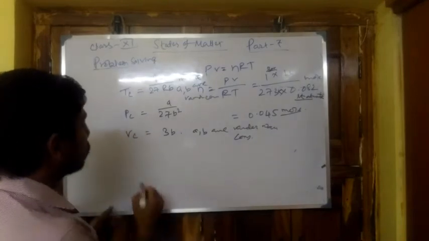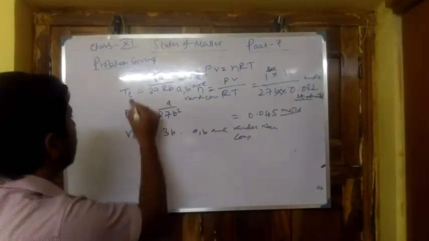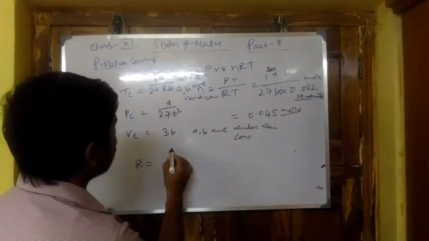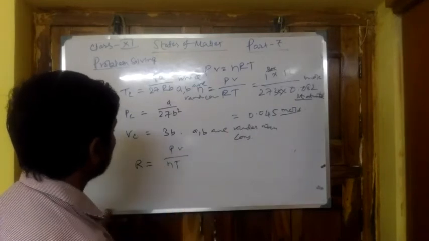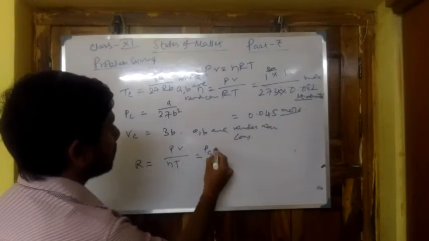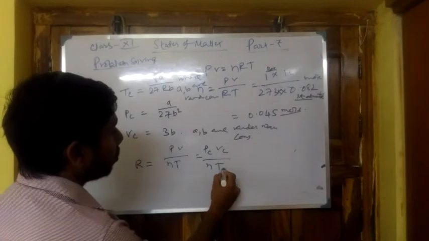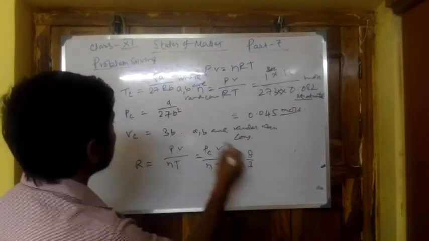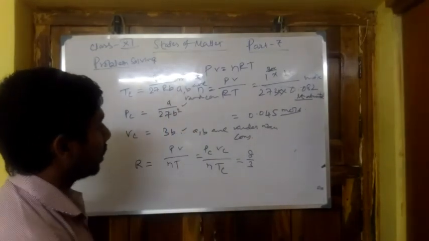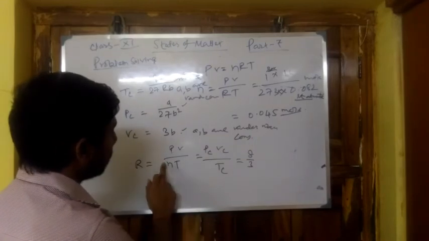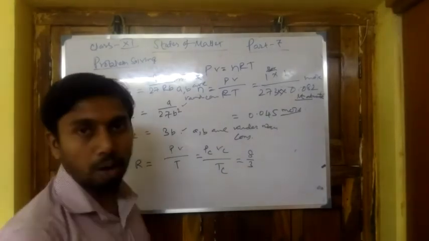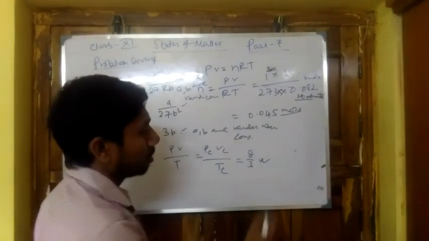And by using these values, Tc, Pc and Vc, as R is equal to PV by nT, now putting P equal to Pc, V equal to Vc, and T equal to Tc, it is equal to 8 by 3. That is, putting the values of Pc, Tc and Vc, we can calculate it. We delete the term n, because n equals 1 mole here. So it is the value of R in the critical state.